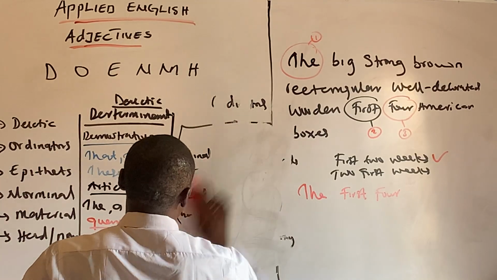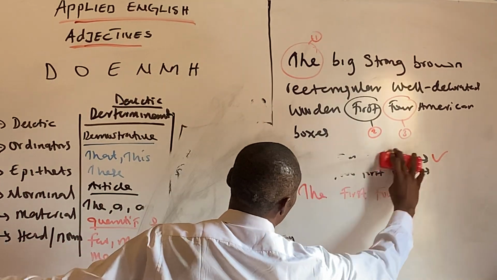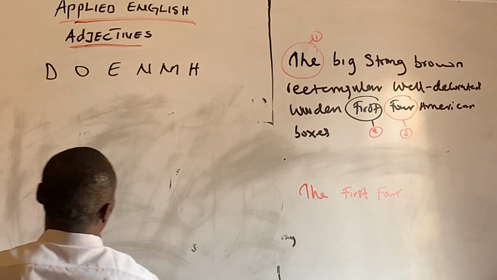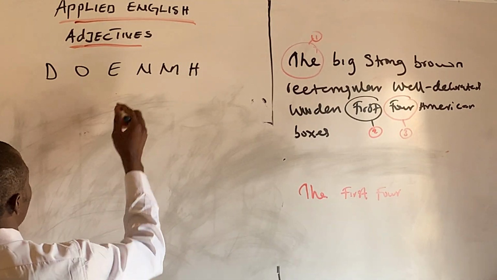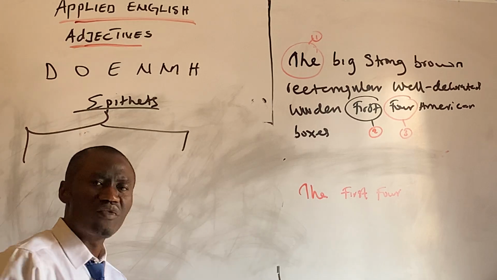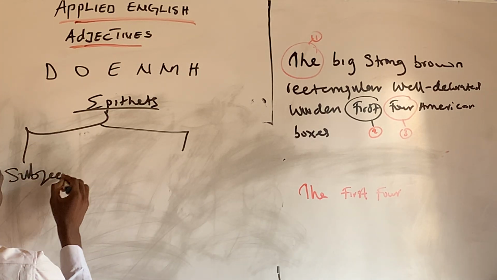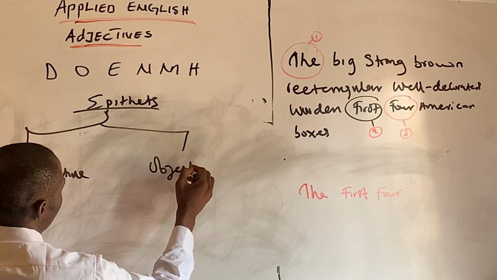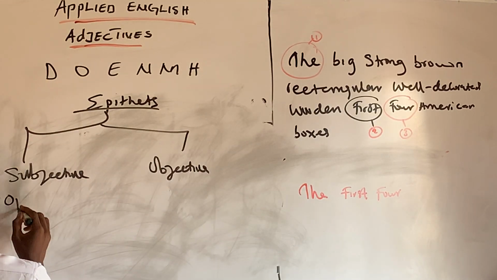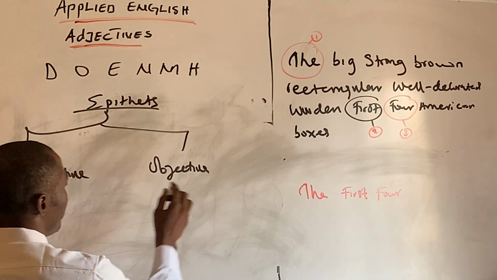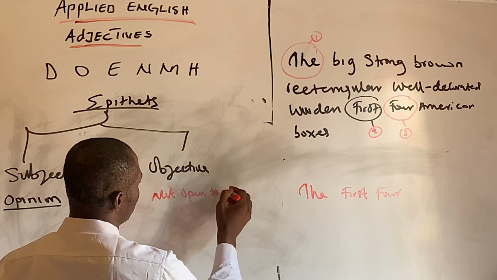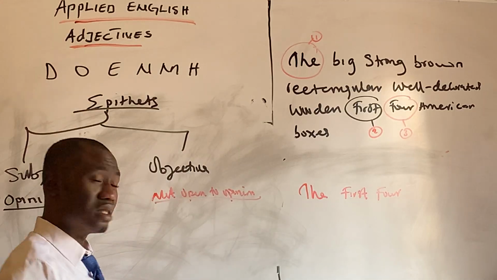Let's clean up the board. Let's take this away too, so you don't get distracted. Now, for the epithet, we are dividing it into two. We have two of those. We have subjective, we have objective. Subjective is open to controversy, is an opinion. Any adjective that falls here is open to opinion. This one is not open to opinion.